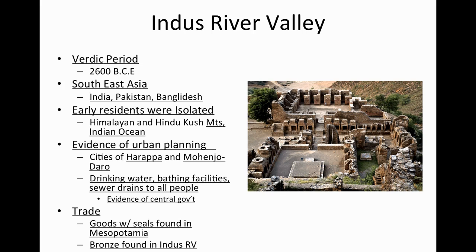We do believe that the people of the Indus River Valley were trading pretty far away. We found goods from the Indus River Valley, bronze goods with seals, Indian seals found in Mesopotamia. And we know that there were bronze materials from Mesopotamia that were later found in the Indus River Valley. So there was long distance trade occurring during this Neolithic period, at least between India and Mesopotamia.